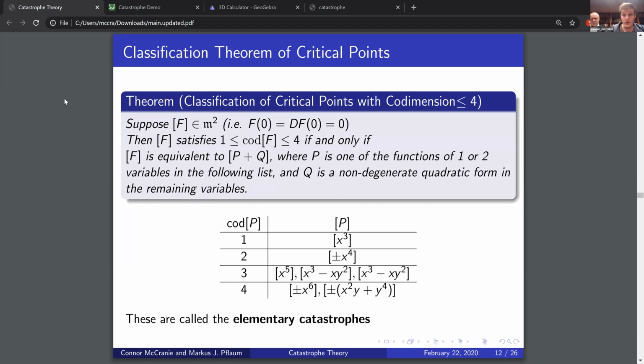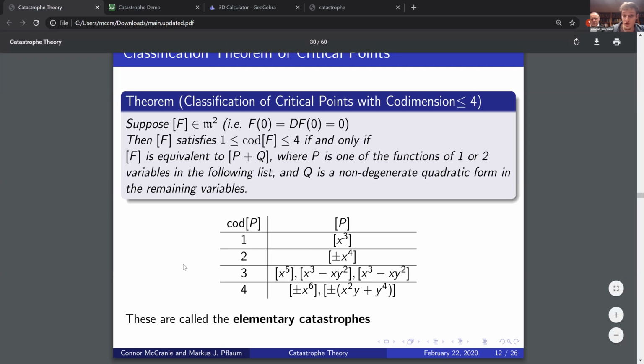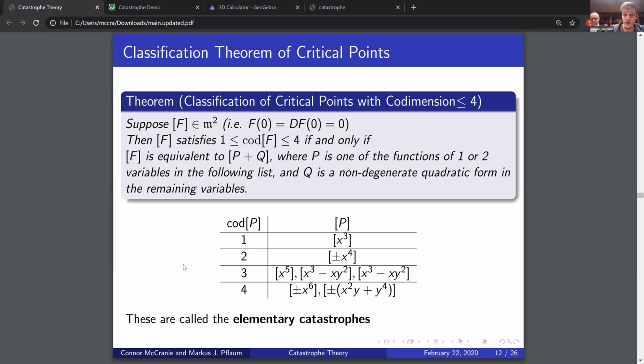The classification of critical points with codimension less than or equal to 4. If we have a smooth function f where f of 0 is 0 and the first derivative of f is 0 as well, then we have that they've classified all functions with codimension between 1 and 4. And what it turns out to be is there's these 7 called the elementary catastrophes, and we can break our function into one of these catastrophes plus some non-degenerate quadratic form in the remaining variables.